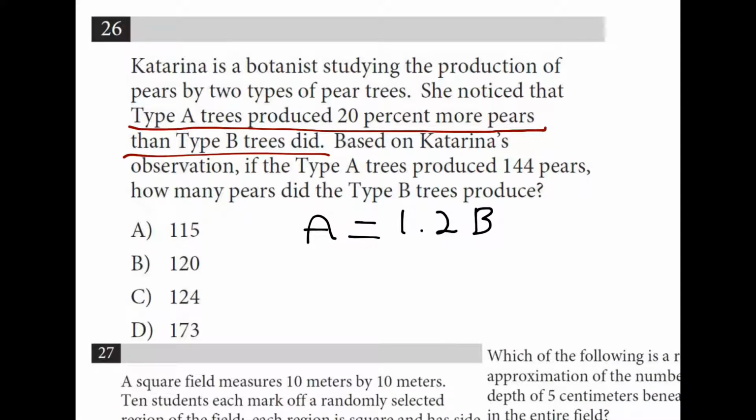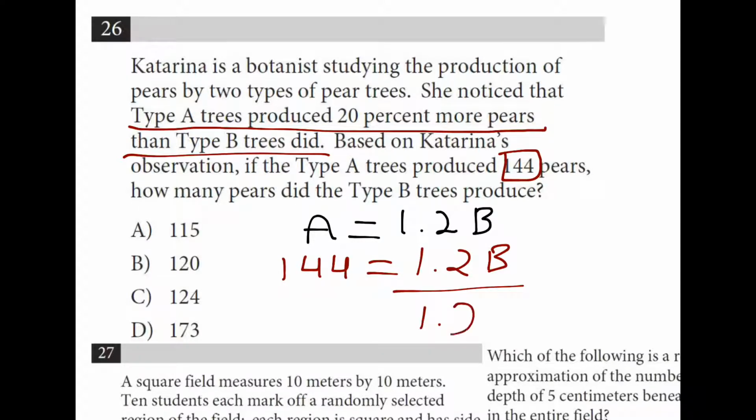A is equal to 1.2 times B. Then I can substitute 144 in for A, and I'm left with 144 is equal to 1.2 B. If I want to solve for B, I divide both sides by 1.2. And my answer is 120.